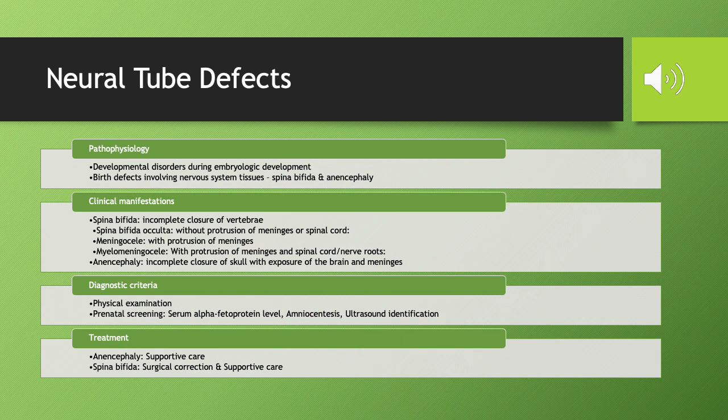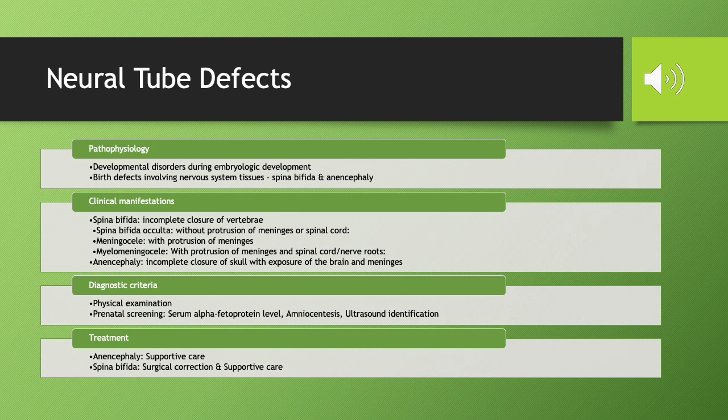Regardless, both of these areas would cause neural defects because that is a part of the central nervous system of a developing fetus. So as far as spina bifida, you have several types. You have spina bifida occulta, where your meninges aren't protruding, or you have the spinal cord not protruding. You have meningocele, where there is protrusion of the meninges. And then you have myelomeningocele, where there is protrusion of the meninges and the spinal cord and the nerve roots. As far as anencephaly, again, that is just the incomplete closure of the skull, and you do see exposure of the brain and meninges.